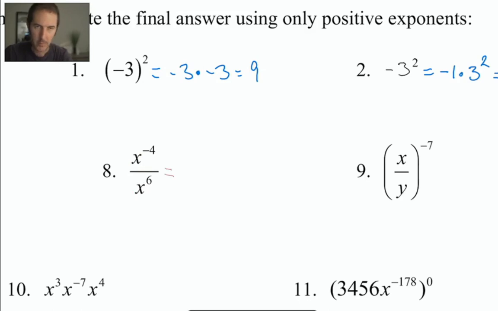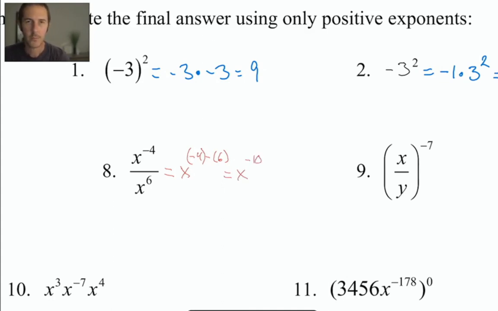you can subtract the exponents, but you have to do them in the right order. You must do the upper exponent minus the lower exponent. So in this case, it equals x to the negative 4 minus 6. And maybe even put both of those exponents in parentheses to really highlight that the negative 4 is its own thing, the 6 is its own thing, we're subtracting them, and the result is x to the negative 10th power.